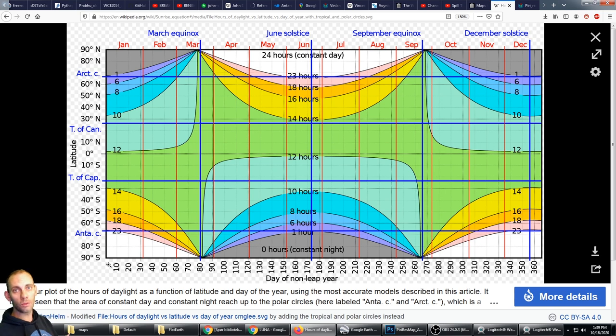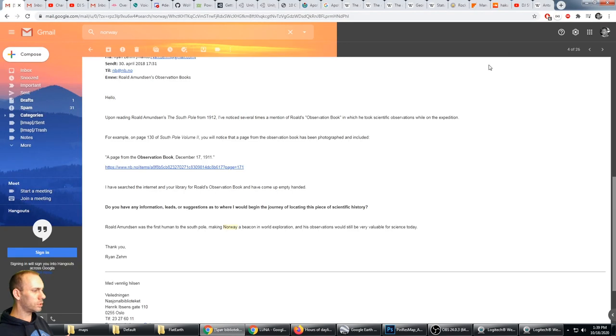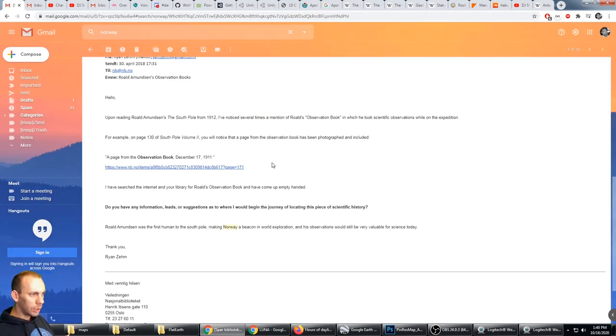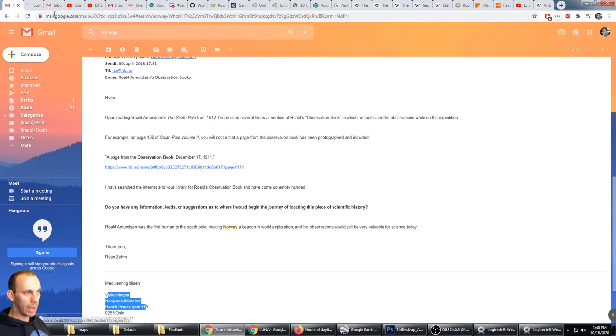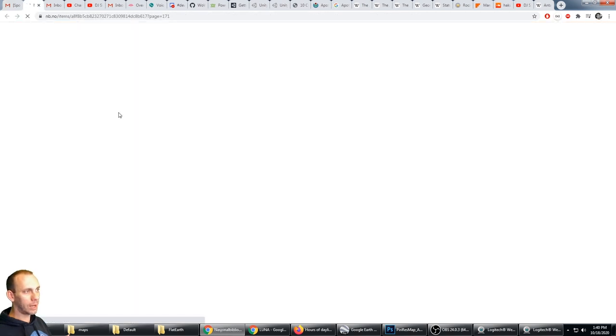I have not seen the midnight sun with my own eyes, but what I did do was, after reading Amundsen's South Pole books, I noticed that he had an observation book where he kept all of his sextant readings from when he was at the South Pole. So I emailed the library in Norway where Amundsen's field journal was located, and they were able to go ahead and scan his field journal for me.